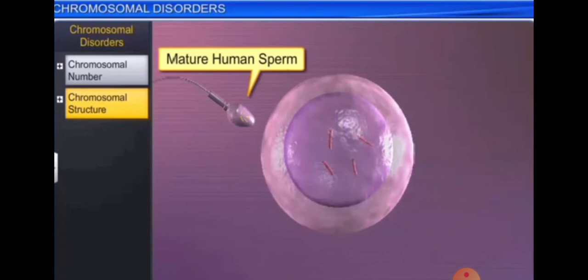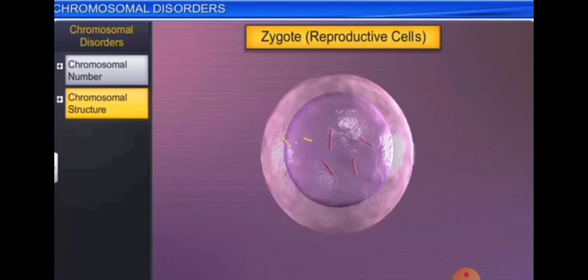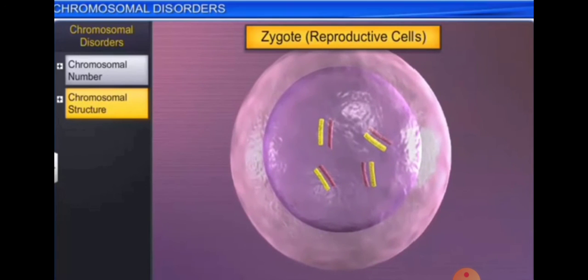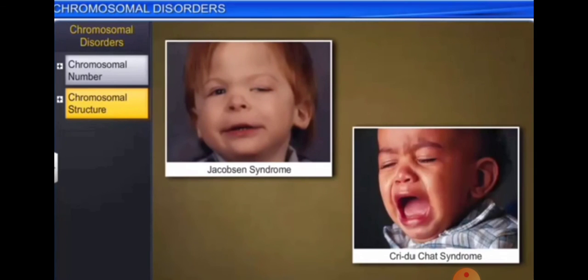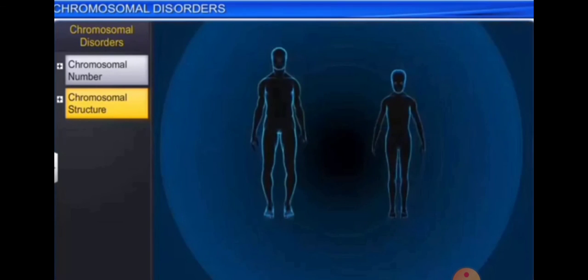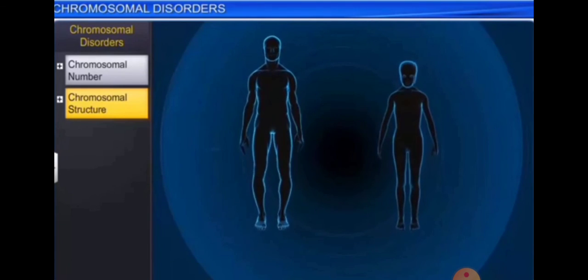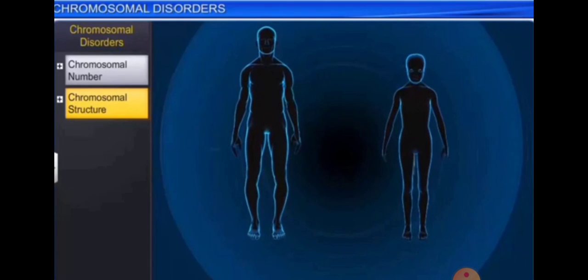While some of these structural changes in chromosomes are inherited, others take place accidentally, like when reproductive cells are being formed or during early fetal development. Jacobson syndrome and Friedreich syndrome are some of the disorders caused due to changes in chromosomal structure. Therefore, chromosomes hold the genetic keys to all the functions in our body. Any change in the structure or number of chromosomes will lead to a chromosomal disorder.